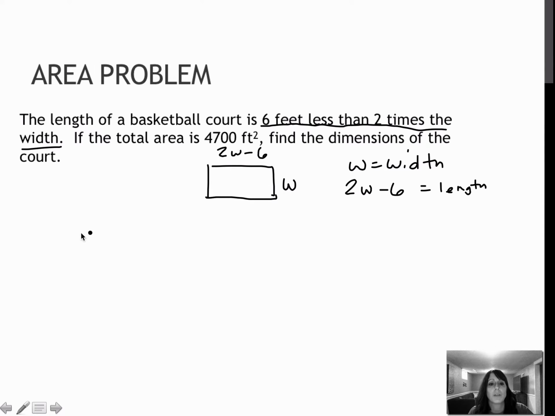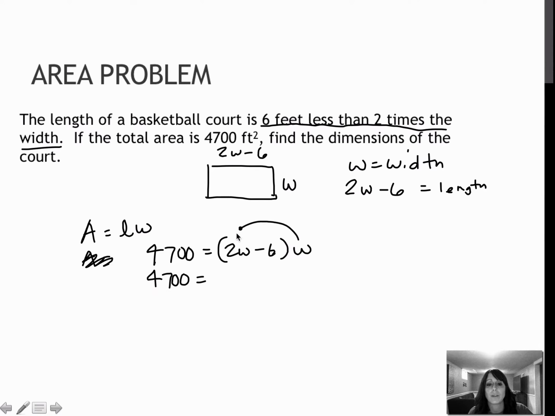We know that the formula for area is length times width. And so, my area is 4,700. My length is 2W minus 6, and my width is W. So this is kind of a hot mess right now, but I'm going to do what I can to simplify it. I'm going to distribute to get 2W squared and then minus 6W.